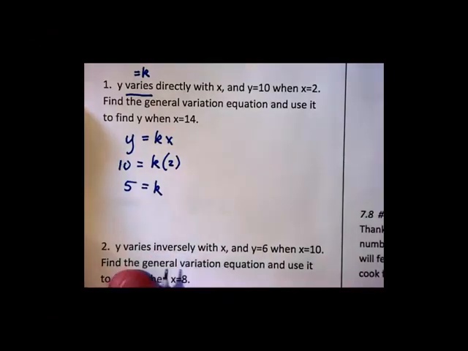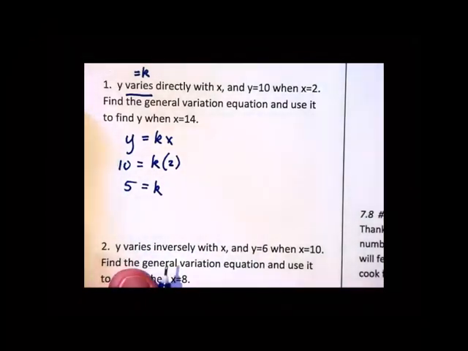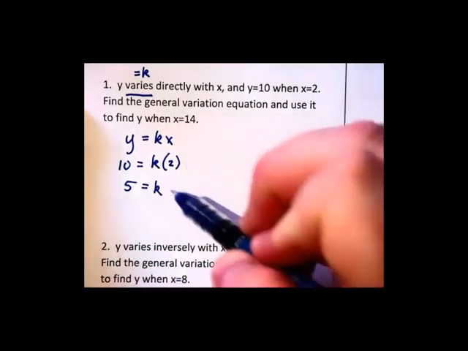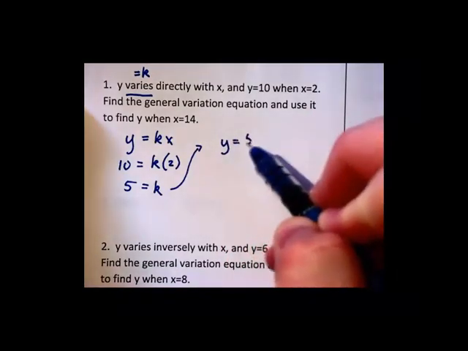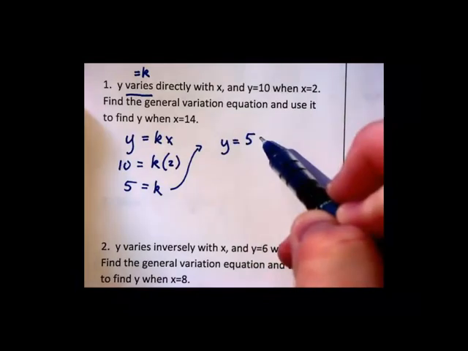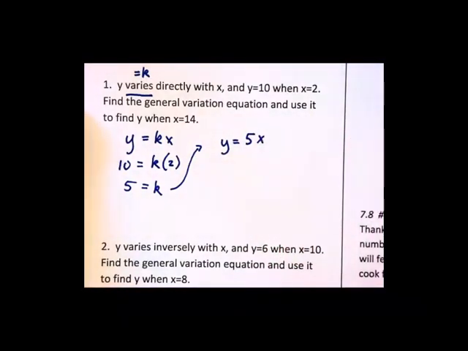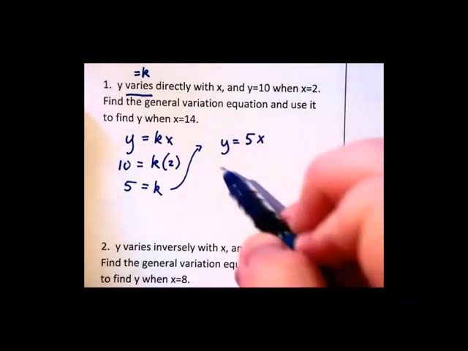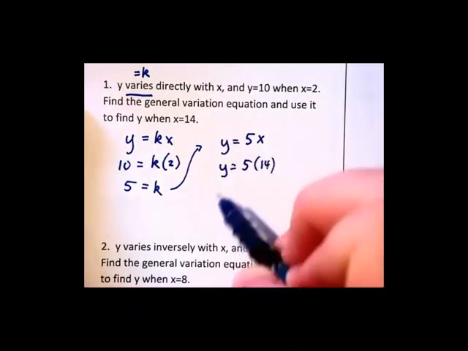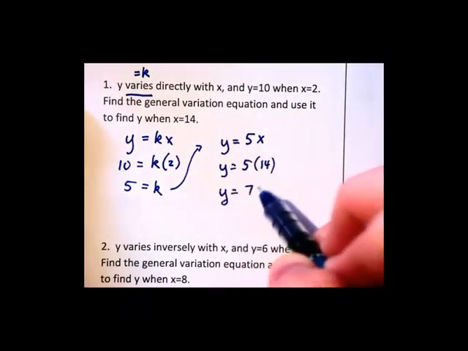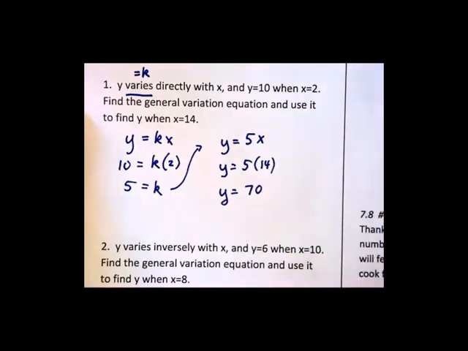Sometimes we just stop there, finding the constant of proportionality. Other times we continue on. That's what we're doing this time. We rewrite our general equation with k substituted in, y equals 5x, and we use it to find y when x is 14. Substituting in 14, we multiply and find that y is 70. A rather straightforward problem that we have there.